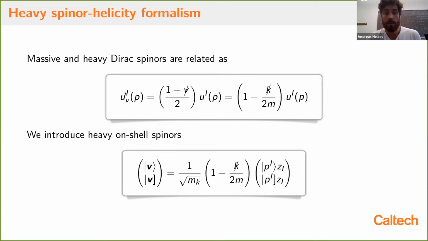So you have the massive spinors, or the heavy spinors here, and the massive spinors here. And you just plug in this projection operator. You can then use the Dirac equation to rewrite this as (1 minus k-slash over 2m), which you can take as a definition of these heavy spinors. Now we can then introduce these on-shell spinor helicity variables for each of these spinors.